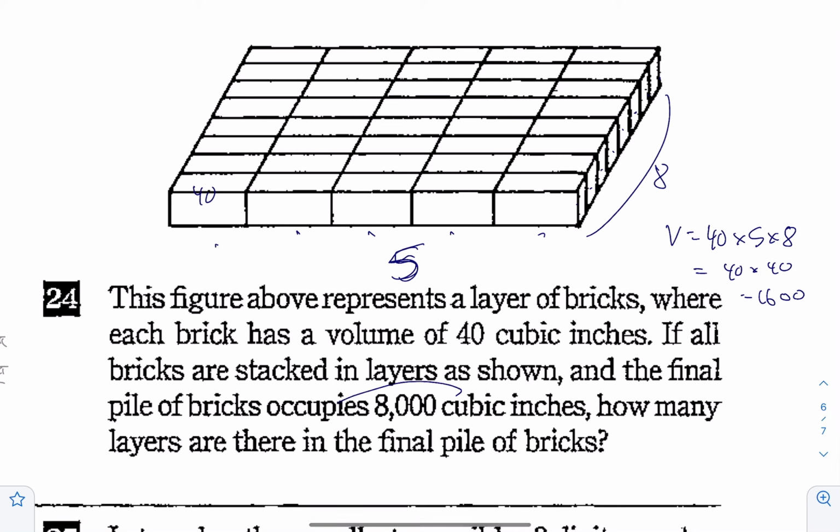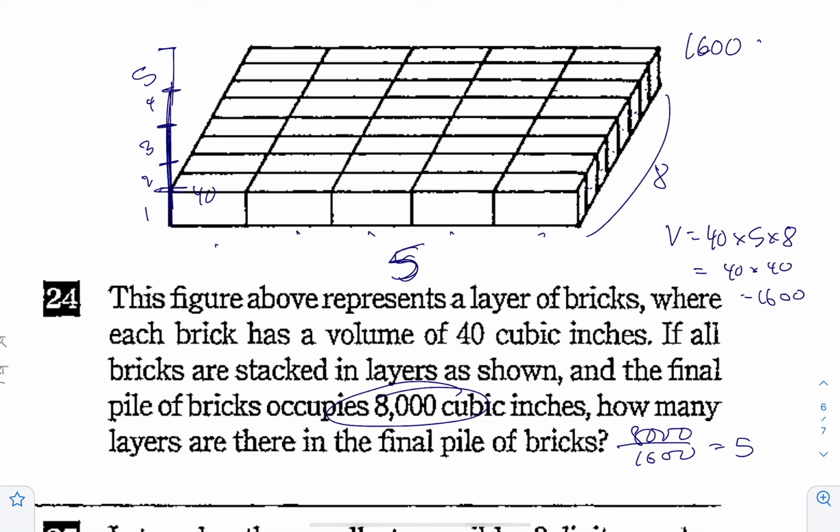Now you have the entire pile is 8,000, and 8,000 divided by 1,600 is just equal to 5. So there'll be 5 of these tall. There'll be 5 stacks of this, because each one will be 1,600, and 1,600 times 5 will be equal to 8,000. So the answer here is just 5.